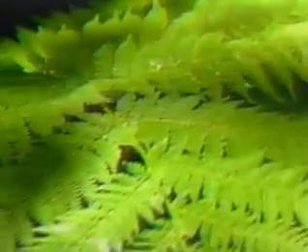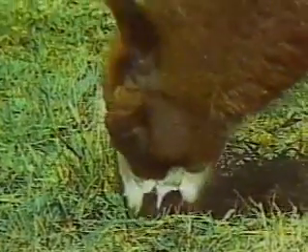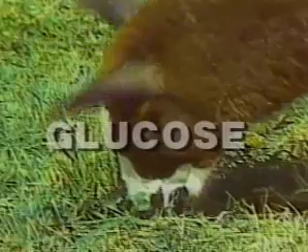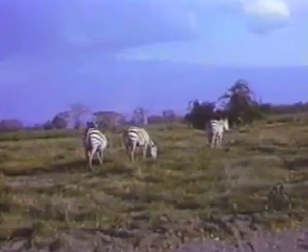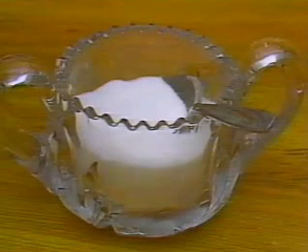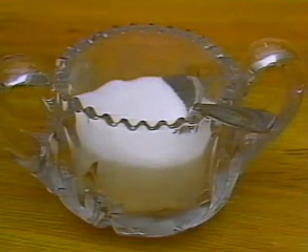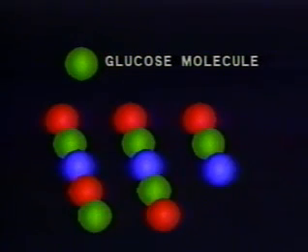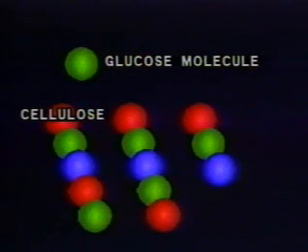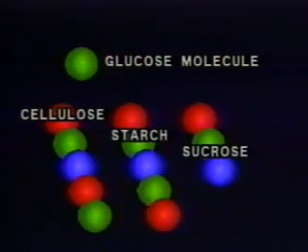Through the process of photosynthesis, energy is captured by green plants from sunlight and stored as food. The food produced by the plant is in the form of a molecule called glucose. Glucose is a white crystalline sugar, about half as sweet as table sugar. After the glucose molecules are made by the plant, they are combined into long chains of molecules such as cellulose, starch, and sucrose.